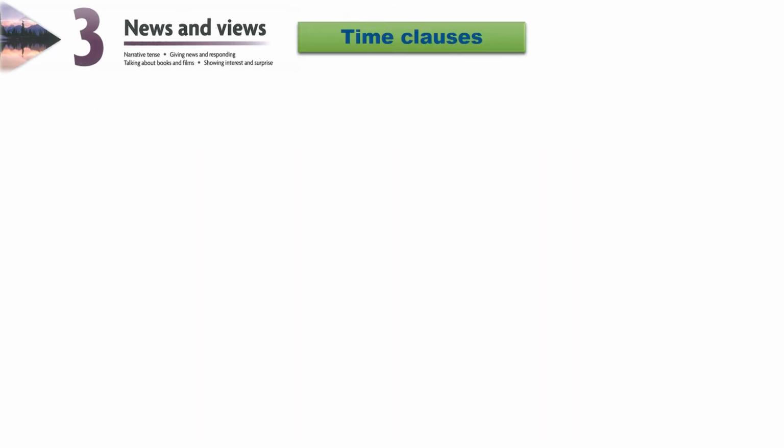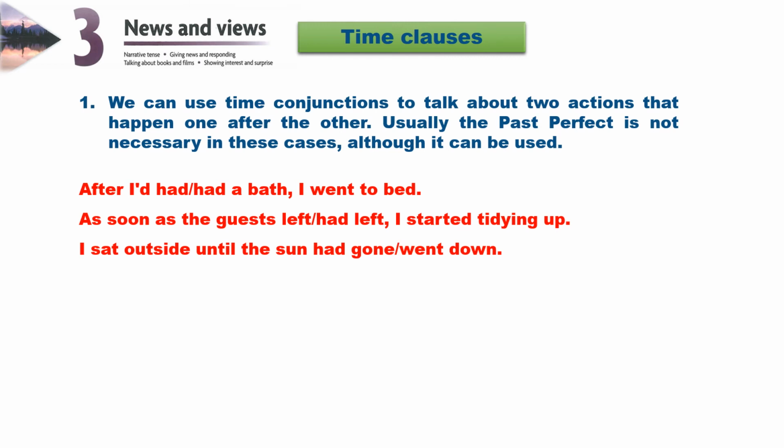Okay, now we reach the final part of our lecture today, the time clauses. Time clauses means I'm talking about two actions. Either two actions are conjunctions, like the first action joins the other one. In this case, I will use the past simple tense, but I can also use past perfect tense. For example, after I had a bath, I went to bed. So the first action is I had a bath. After that, I went to bed. So both actions are conjoined to each other.